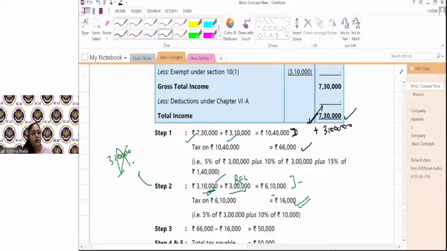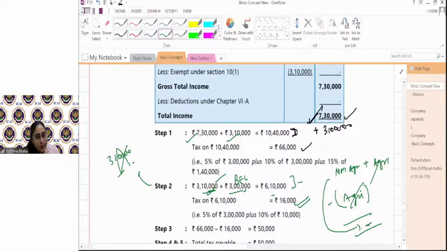Now the government says you have calculated tax on non-agri plus agri. Then you have calculated tax on agri income also. Reduce it. So that would be the ultimate tax which you are paying on non-agricultural income. So this is our third step.